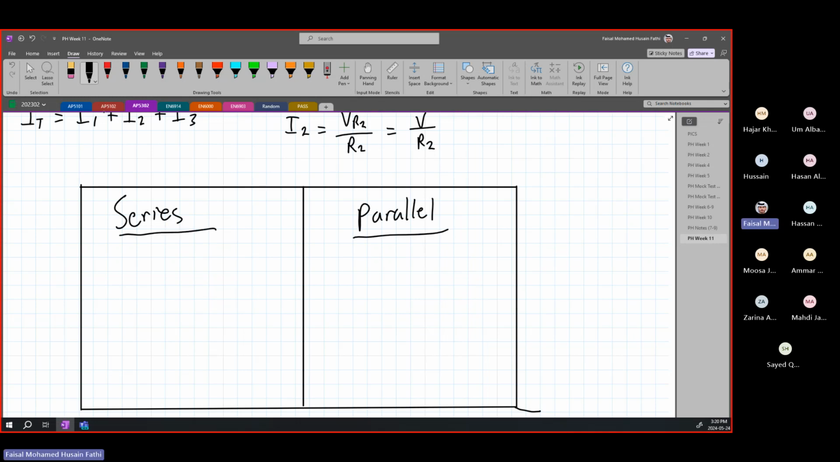Okay, in series, our total resistance is going to be R1 plus R2 plus R3. Our current is going to be all equal, I1 equal I2 equal I3. Our voltage source, or voltage total, is going to be equal to the voltage drop across each one. So VR1 plus VR2 plus VR3.